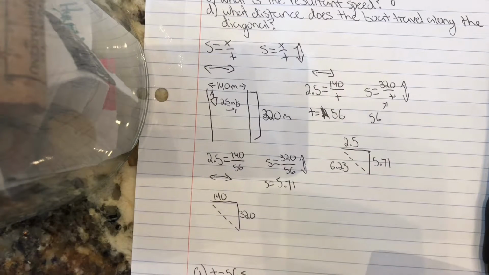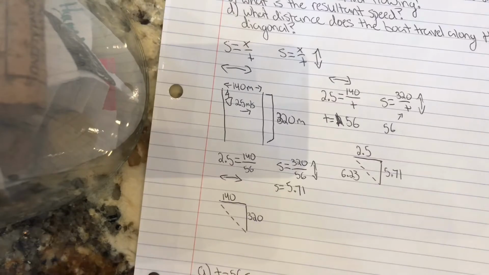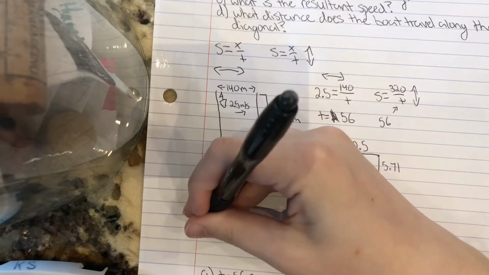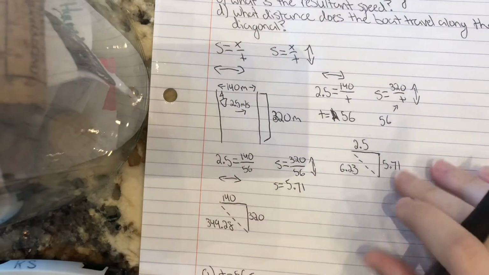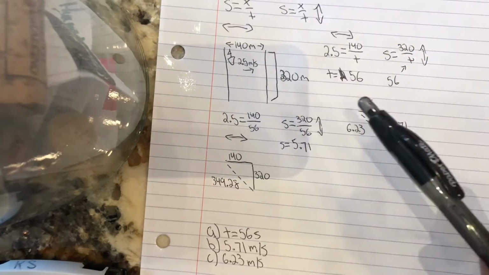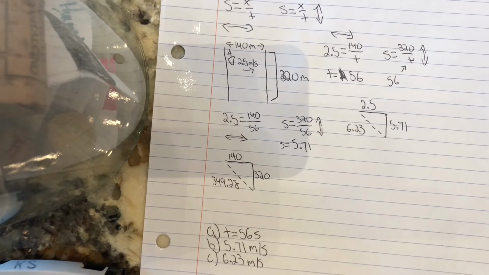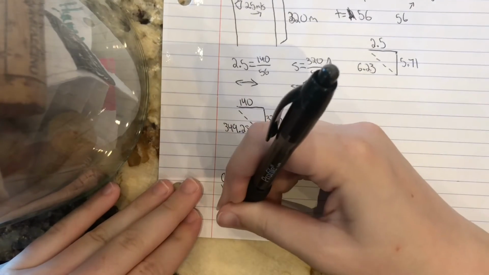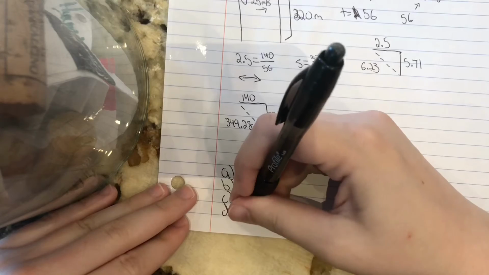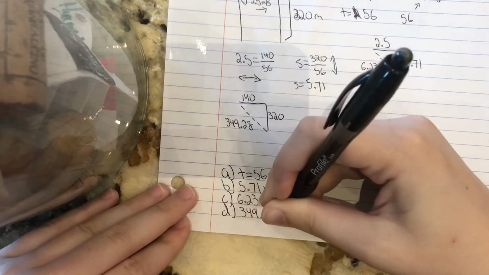Then 140 squared plus 320 squared equals 122,000, and then we'll do the square root of that, and that equals 349.28. So across the diagonal, the boat moved 349.28 meters in total. So question D, 349.28 meters.